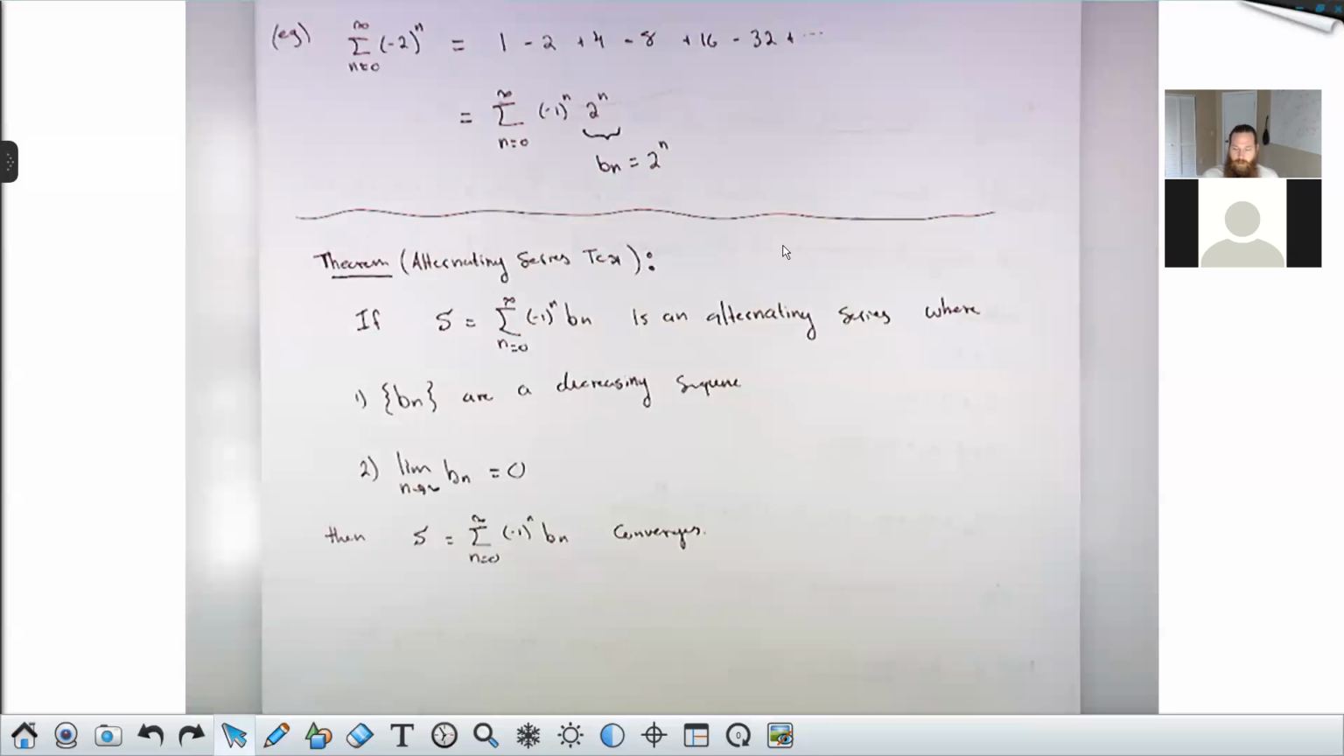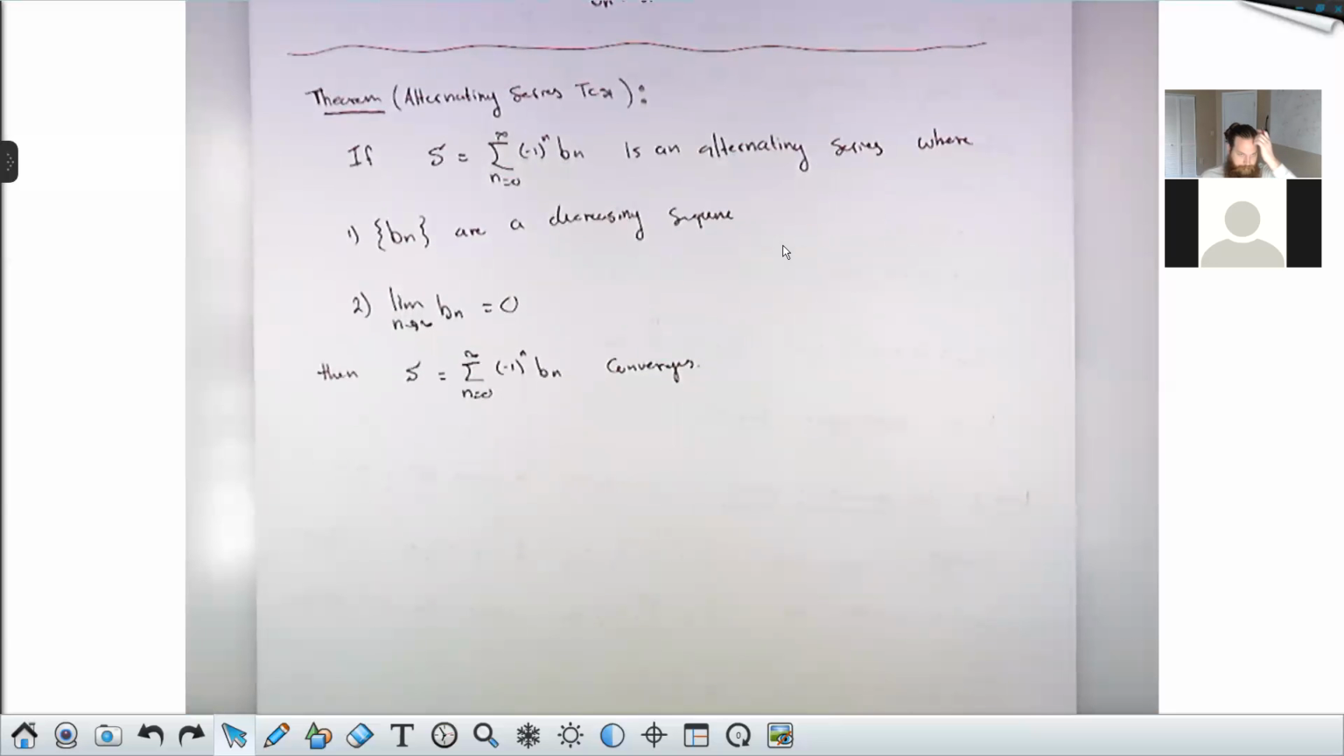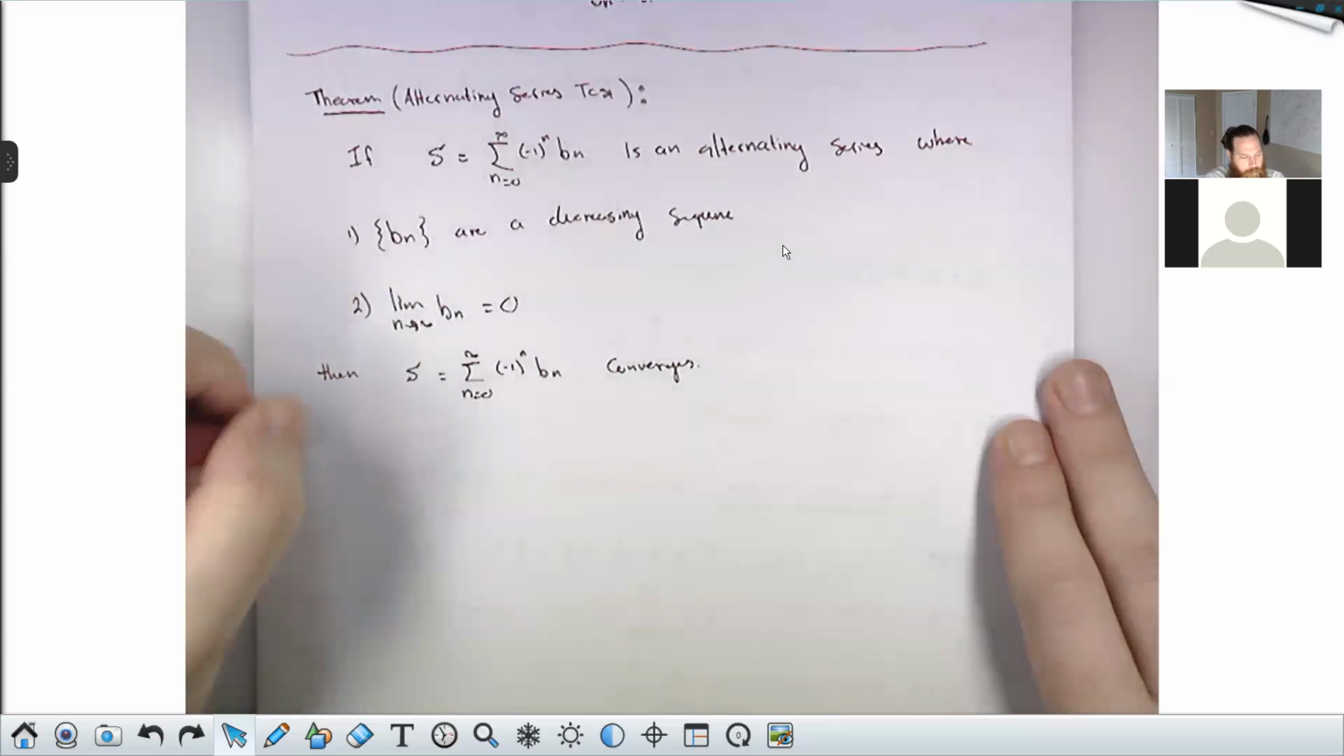For example, the regular harmonic series, 1 plus 1/2 plus 1/3 plus 1/4. The general term there is 1 over n, and that does go to 0. But because that series isn't alternating, that's not enough to get it to converge. However, the first example that we looked at today, the alternating harmonic series, does converge. So a quick example and then a proof.